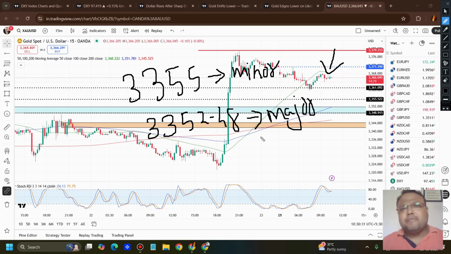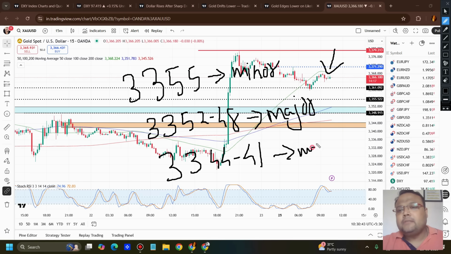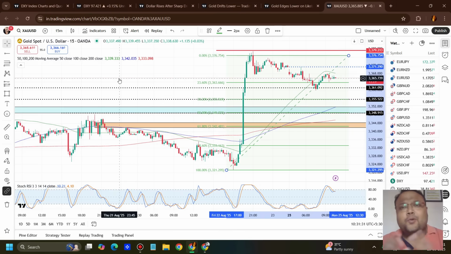So on the 15 minutes time frame, 5 minutes time frame, when we see the market taking support, we can look for a buy position. Then this third support on the chart of gold for the day is around 3344 to 3341. Okay, it is a medium kind of a level. So these are the three support levels on the chart of gold where we can look for a buy position for the day. Okay, now let's discuss how we have derived them.